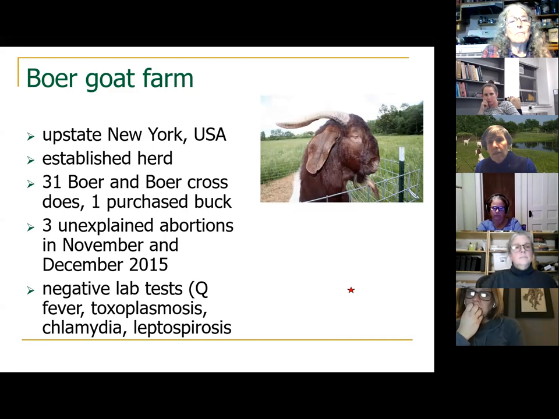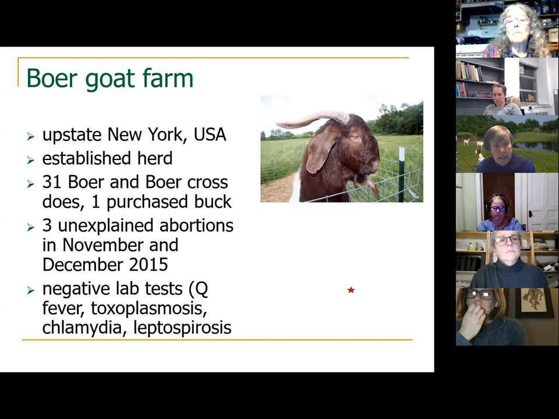Well, the first time I gave a talk about Cache Valley, it was to present an outbreak in goats to an international sheep meeting in England in 2017. And I reported on an outbreak that we had in the Ithaca area in 2015. And it was an established herd of mostly Boer goats. They had one purchase buck, and they had 31 Boer and Boer cross does.